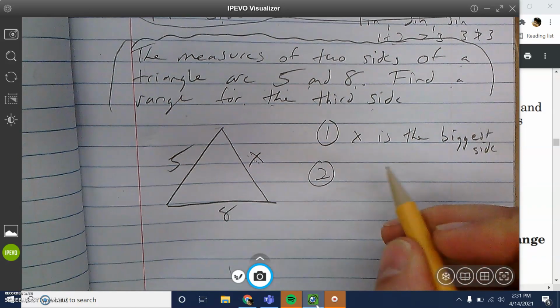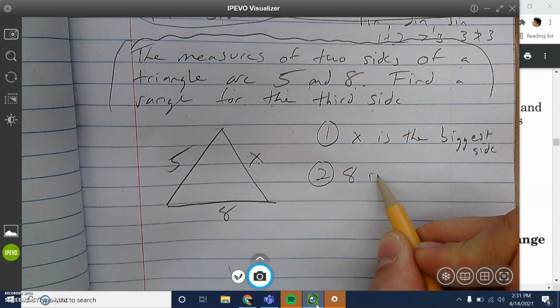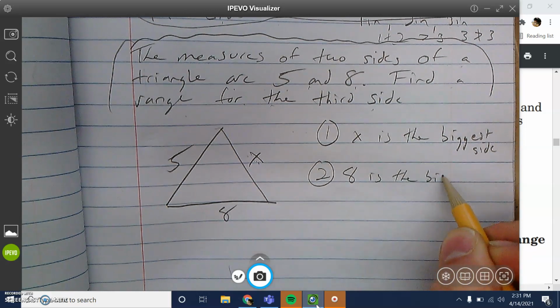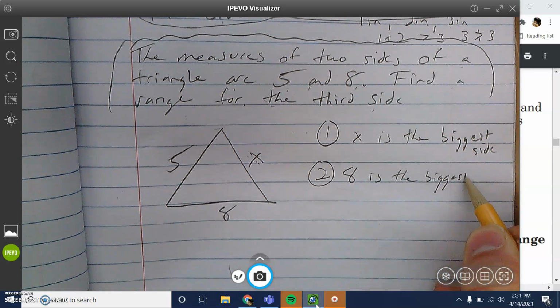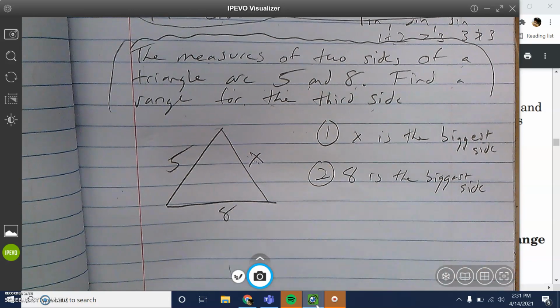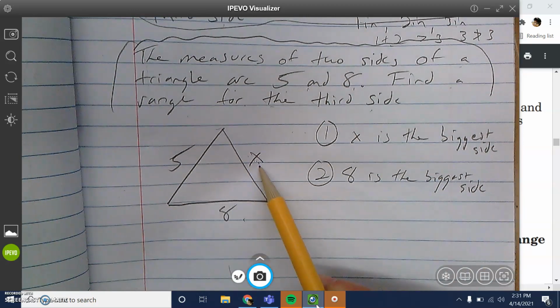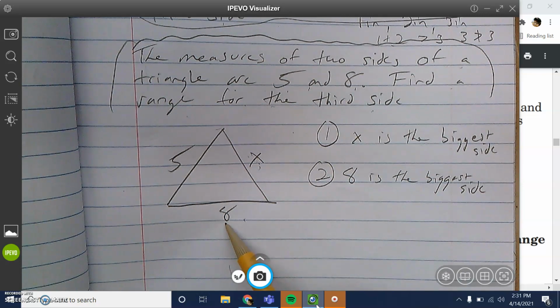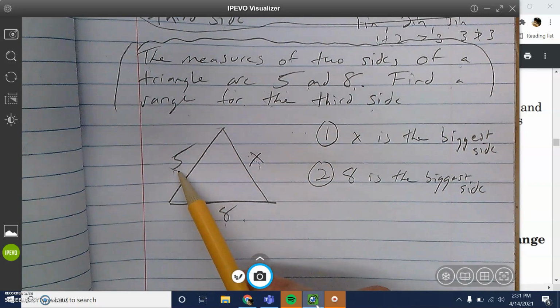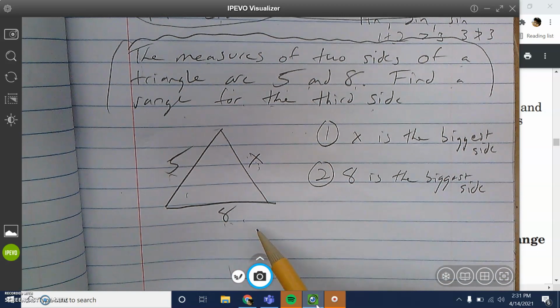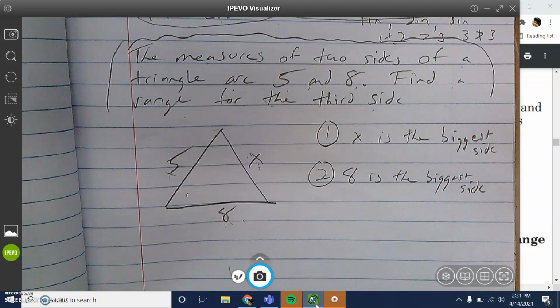The other outcome is that 8 is the biggest side. Like this could be 3, this could be 4, this could be 6, and then therefore that would be 8 to be the biggest side. 5 can't be the biggest side because there's already 8 there. Sorry, 5. You're out of this.